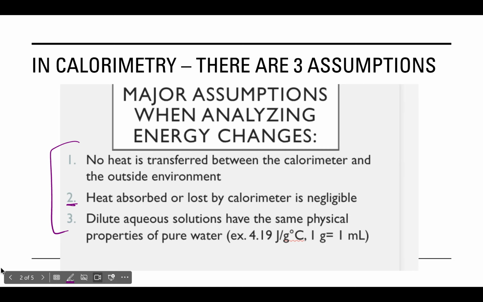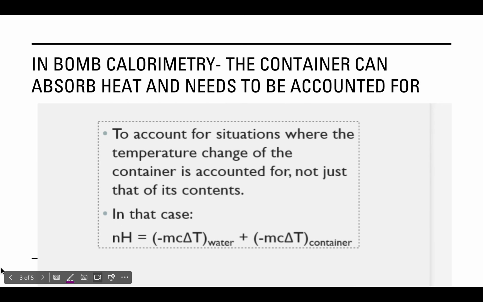Number two is the biggest one here. Heat absorbed or lost by the calorimeter is negligible. So this is an assumption for regular calorimetry, but with bomb calorimetry, this changes a little bit. And this is the last one, number three, your diluted aqueous solutions have the same physical property as pure water. So saying that the specific heat capacity is 4.19 joules per gram degree Celsius. This matters if you're mixing an acid with a base, but that's not happening with our bomb calorimetry.